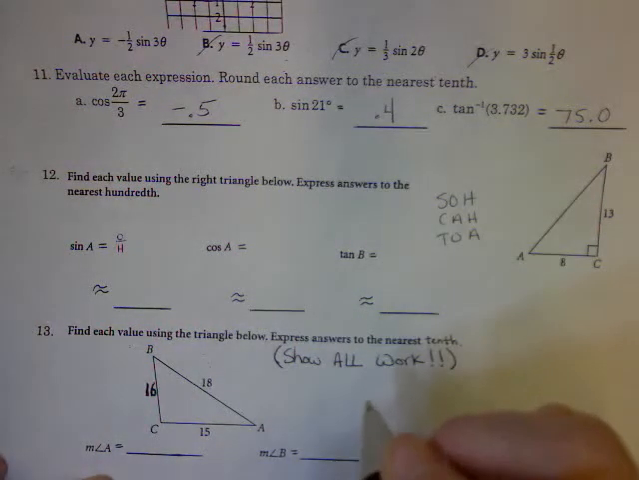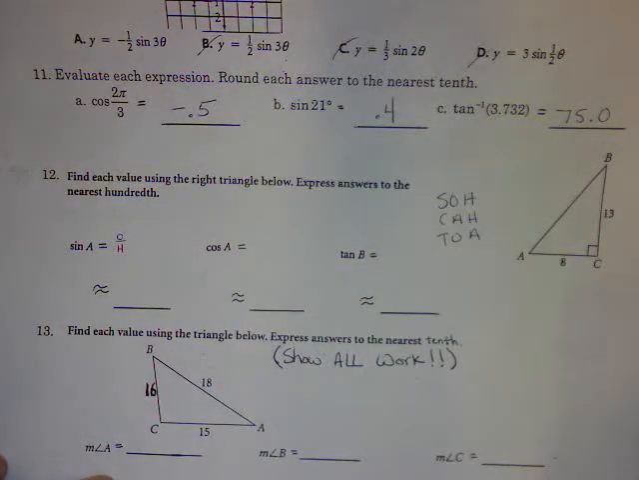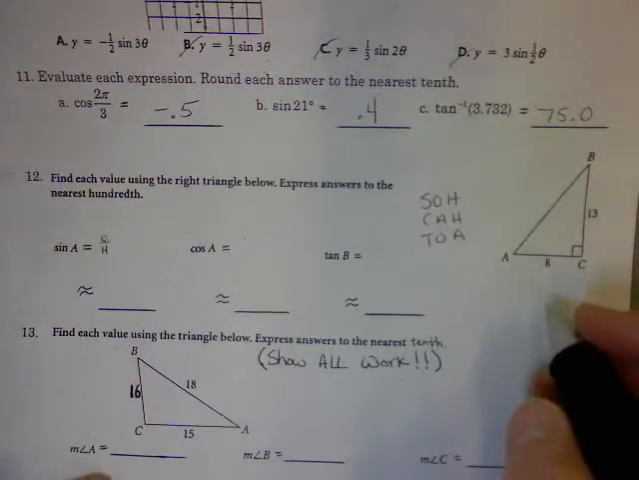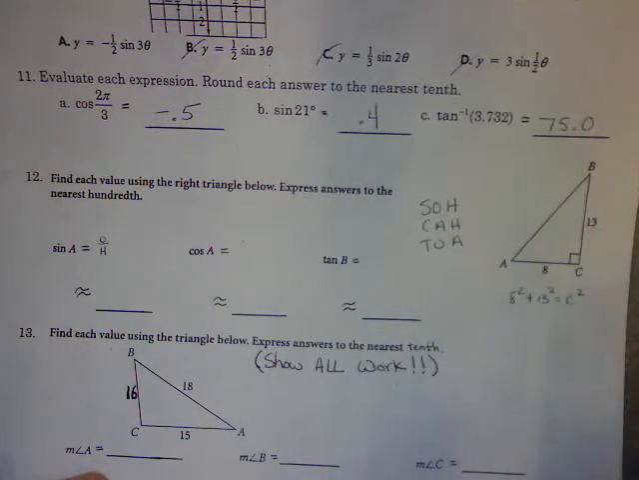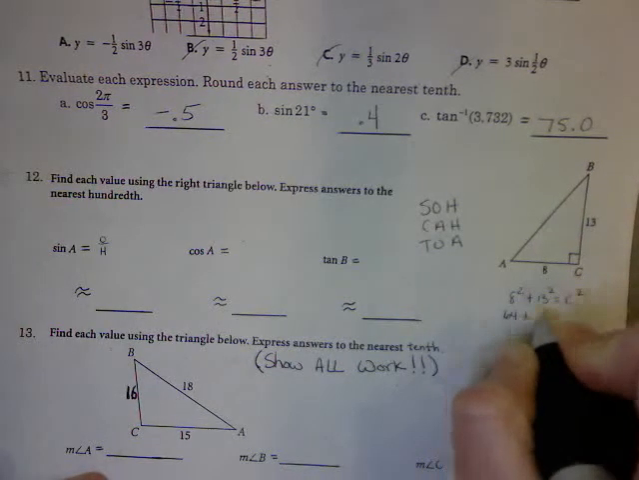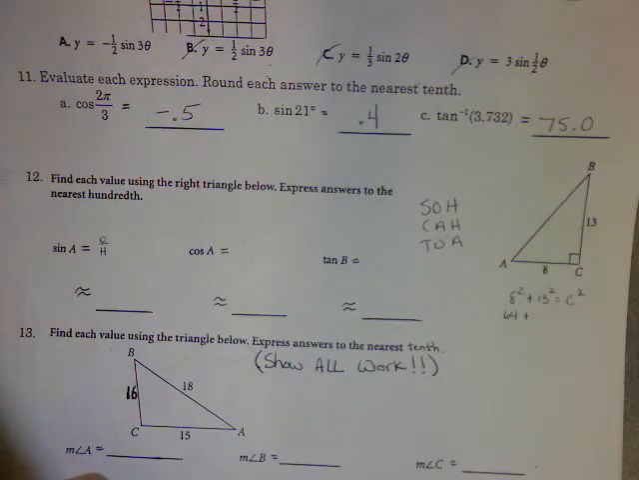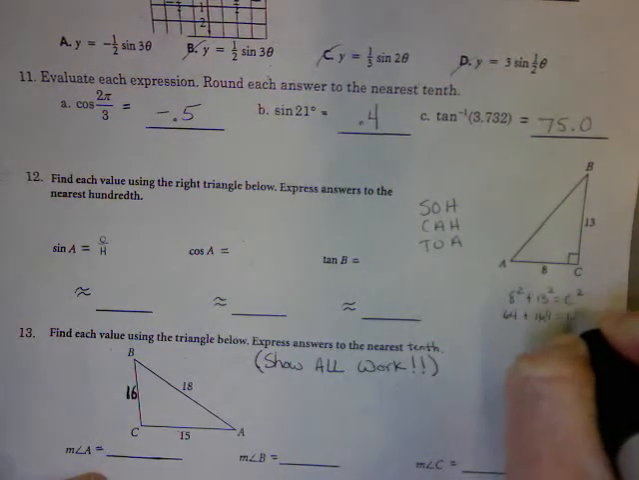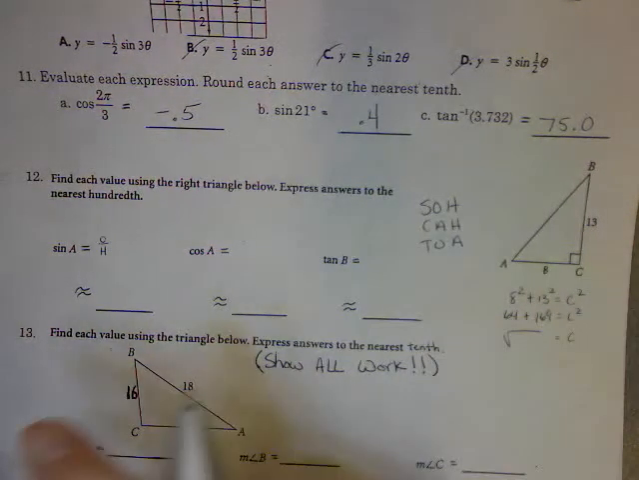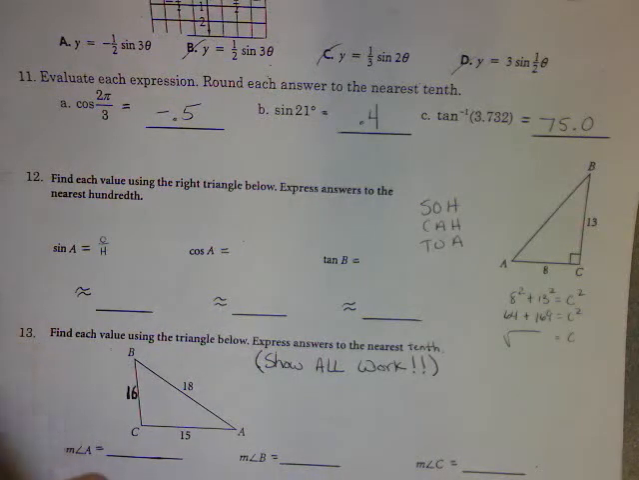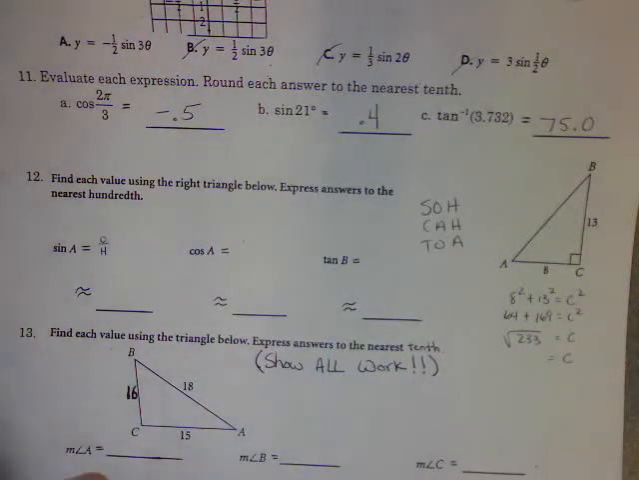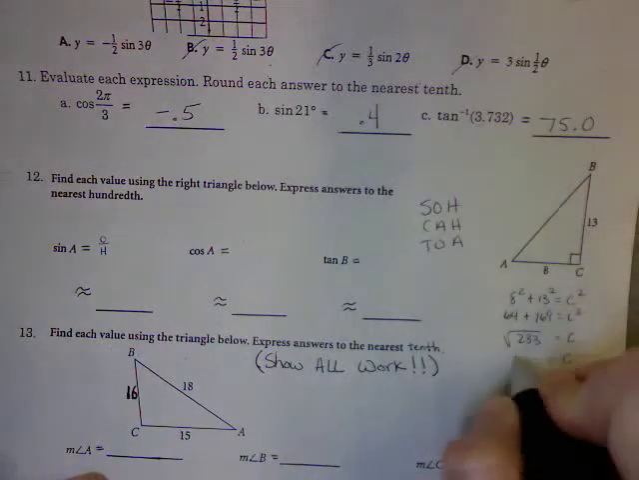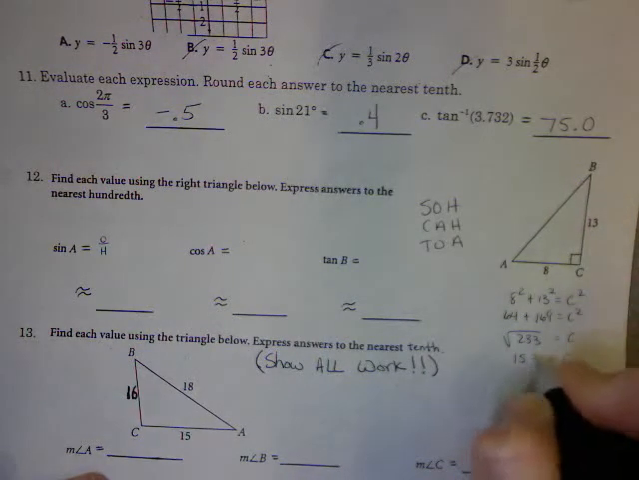opposite is 13, and our hypotenuse we don't know. So to get that, since we have two sides of a right triangle, we can use the Pythagorean theorem. So we can do 8 squared plus 13 squared equals c squared, which is 64 plus 169 equals c squared. C is going to be the square root of 169 plus 64, which is 233. So that would be the square root of 233, 15.3 approximately.